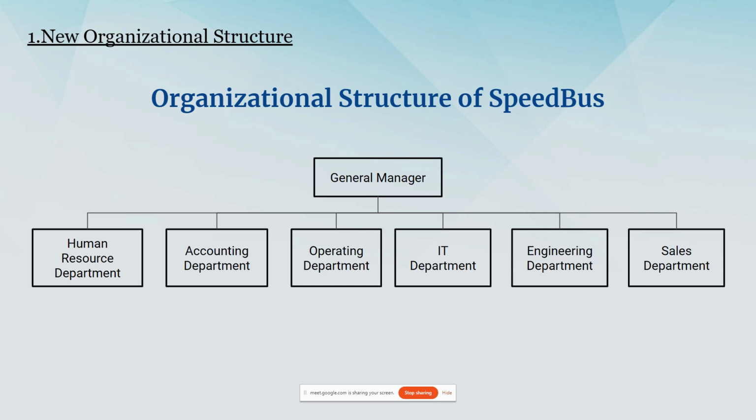Now, if we include the branches, we have to expand this chart. Then you need to put a note there on what departments are available in those offices. But then it will be more complex.